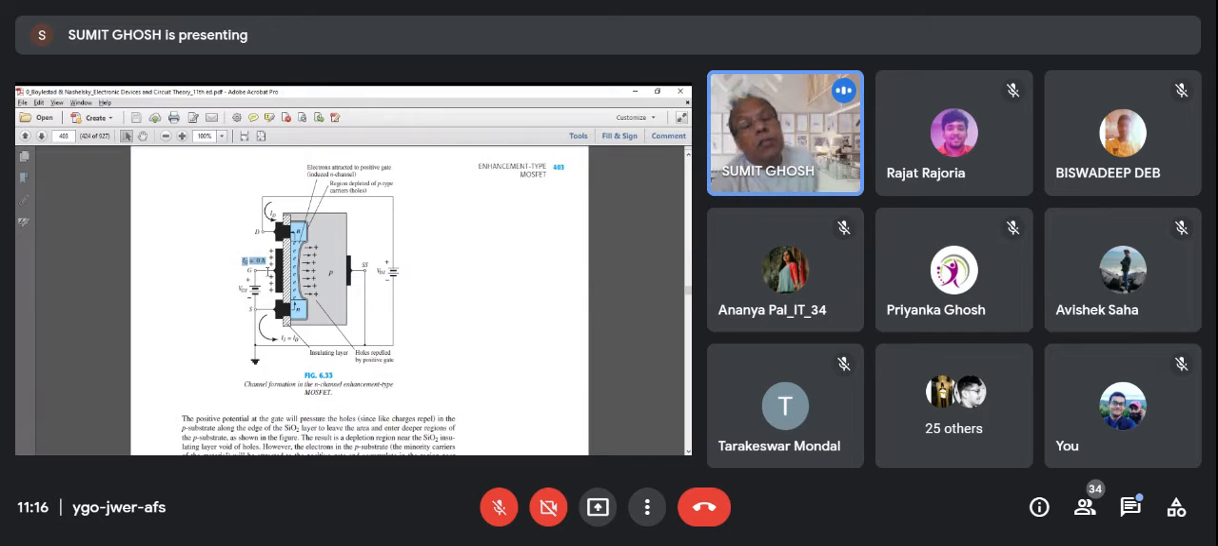Now you see the channel is created because of the positive gate potential. Gate current is zero, and drain current is equal to the source current because of the positive potential at the drain and the source. And one more thing you see, there is a depletion region which is formed uniformly between the n-type and the p-type material. Now let us see what to do.